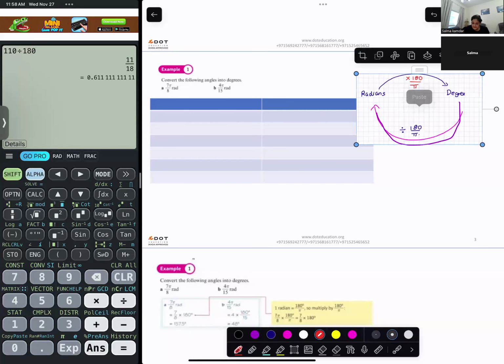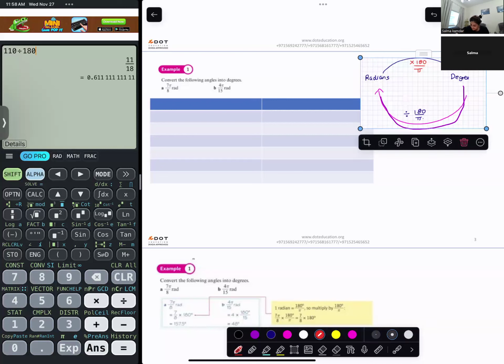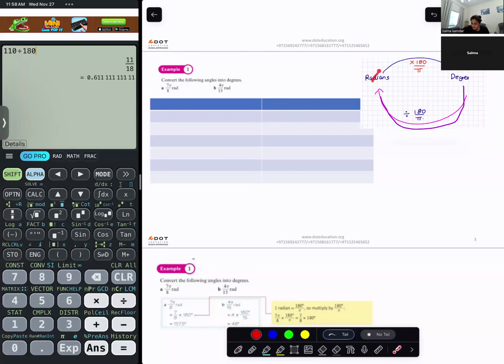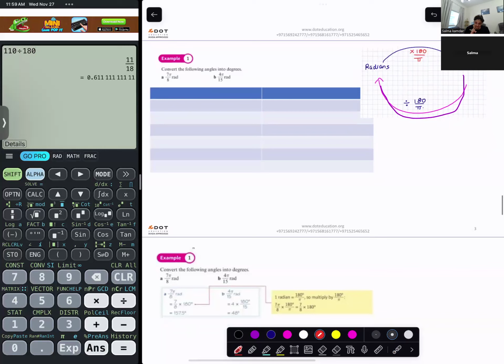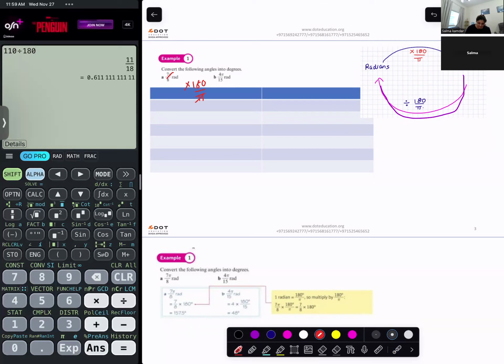So you want to convert the angles into degrees. The angle is in rad. From rad to degree, you want to convert, and you do not have to use the calculator. So what you will do, you will multiply by 180 by pi. Pi gets cut. So this is 7 into 180 divided by 8. So it is 157.5 degrees.